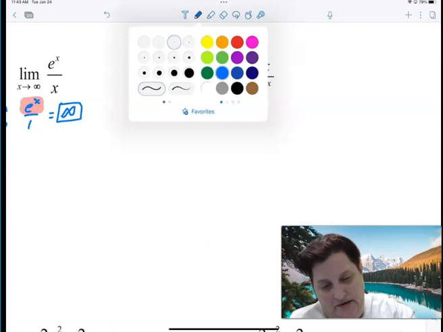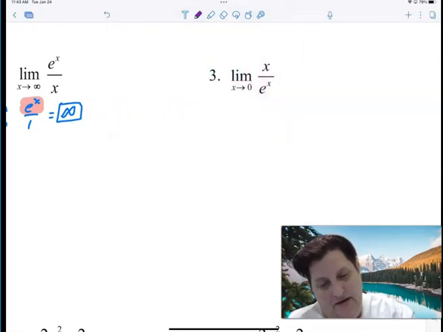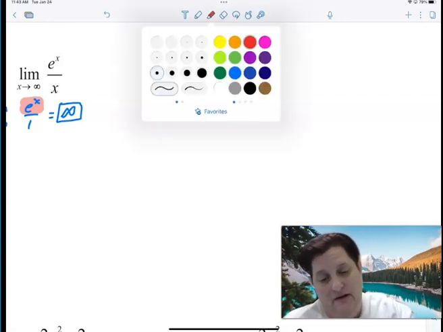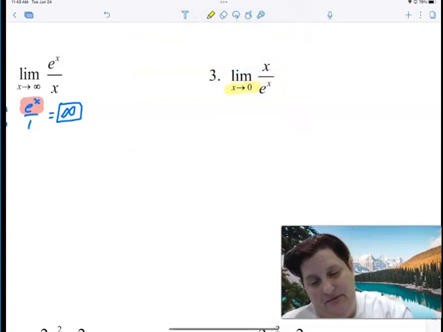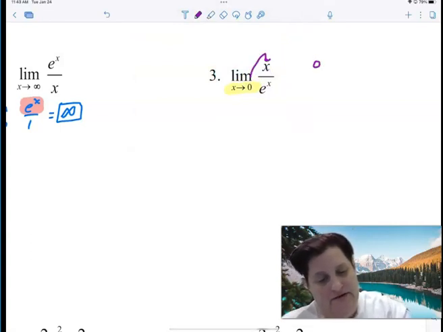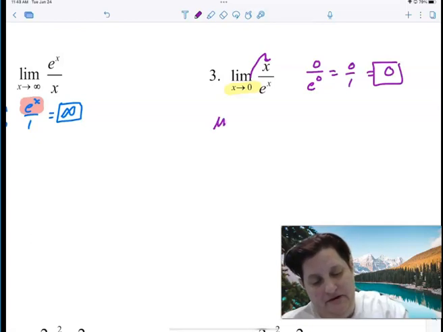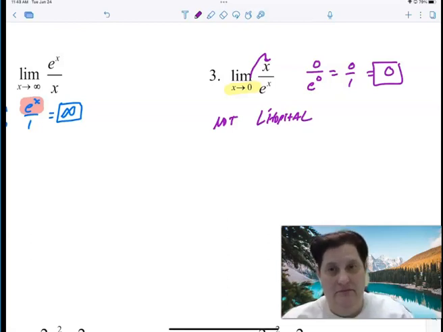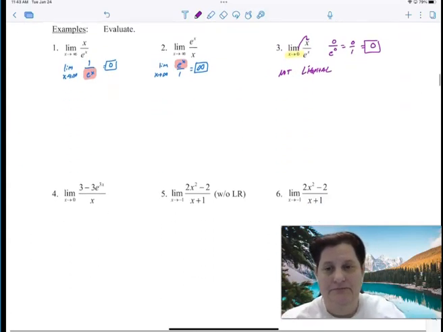Now watch the same idea. Actually, you've got to be careful. You might think that L'Hôpital's will work, but it doesn't always work every single time. Because if I do direct substitution here and I plug in 0 for x, I get 0 over e to the 0. Well, this is 0 over 1, and the answer is 0. This is not L'Hôpital, because in order to be, it would have to be 0 over 0. That's the only time it's going to work.